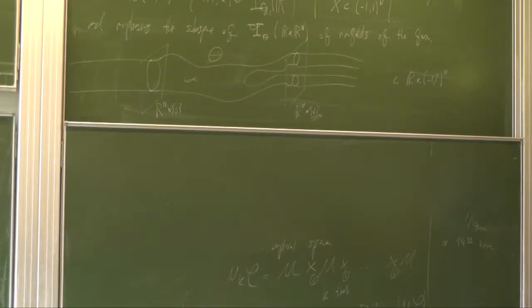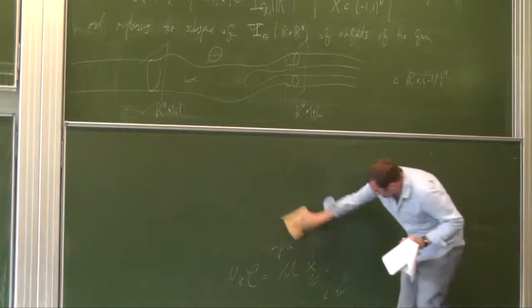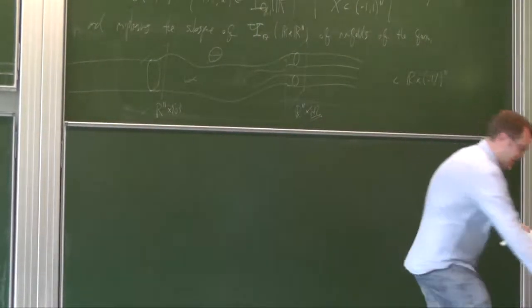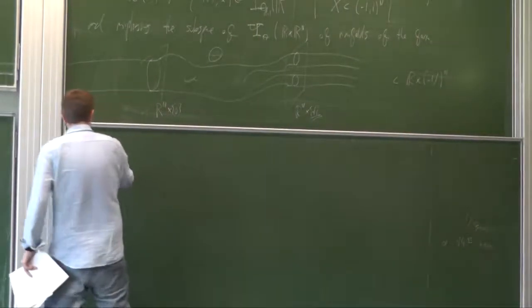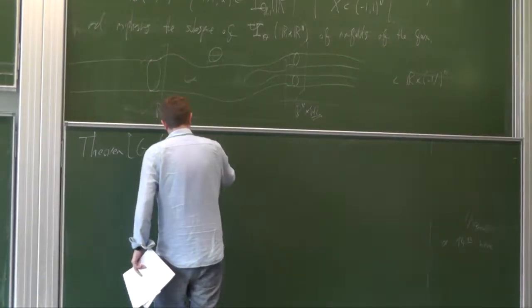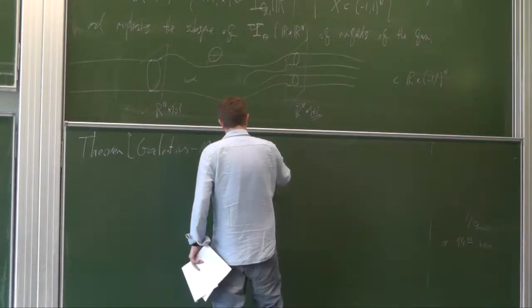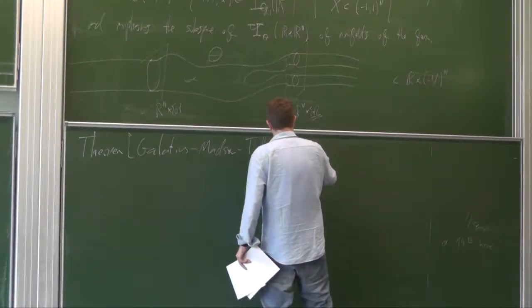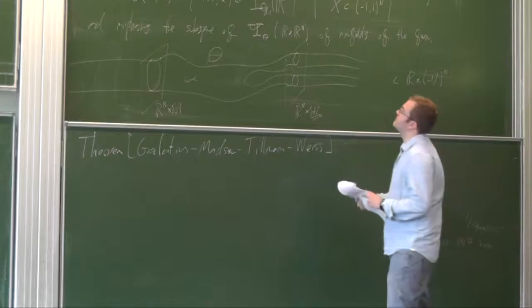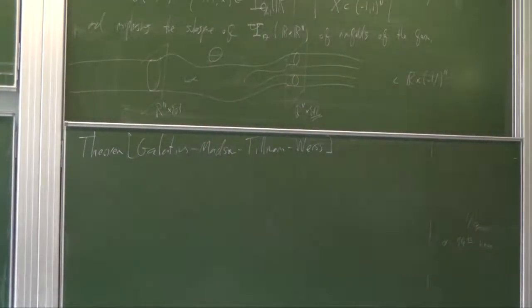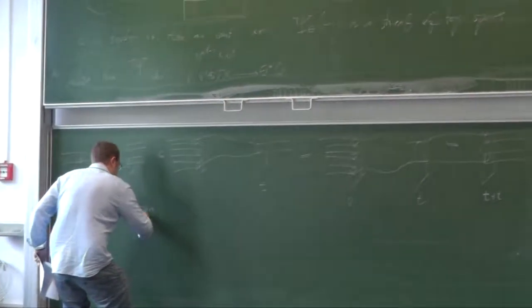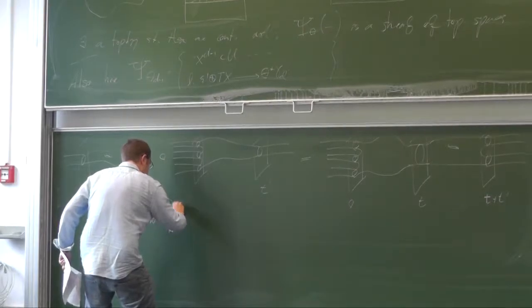Oh, sorry. I wrote some map. Right, so the main theorem in this direction is due to Galatius, Madsen, Tillmann and Weiss. And it says, oh, sorry, one last thing. C theta is the colimit as n goes to infinity of C theta R^n.